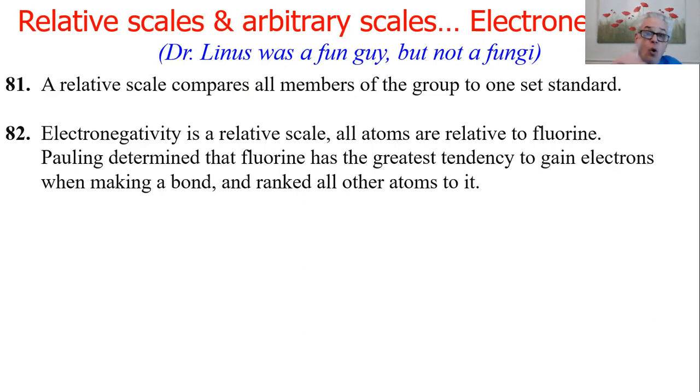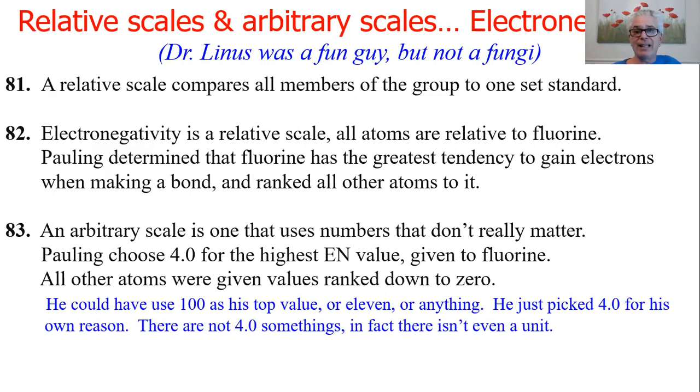Now it's also an arbitrary scale. Arbitrary means the numbers don't mean anything. He picked 4.0 for fluorine. Why didn't he pick 10? 10's a nice number. Why didn't he pick 100? We could have picked any number. He could have picked, I don't know, 11. He could have given fluorine a zero and said zero is the highest, with higher numbers below. The numbers don't mean anything.